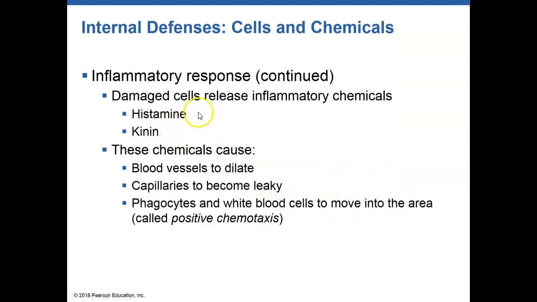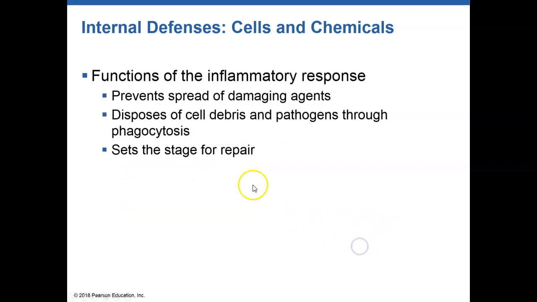Damaged cells release histamines and certain types of cytokines. These chemicals cause capillaries to become leaky, blood vessels to dilate, and phagocytes to move to the area. This prevents damaging agents from getting out of that area and spreading through the body, and it sets the stage for repair.